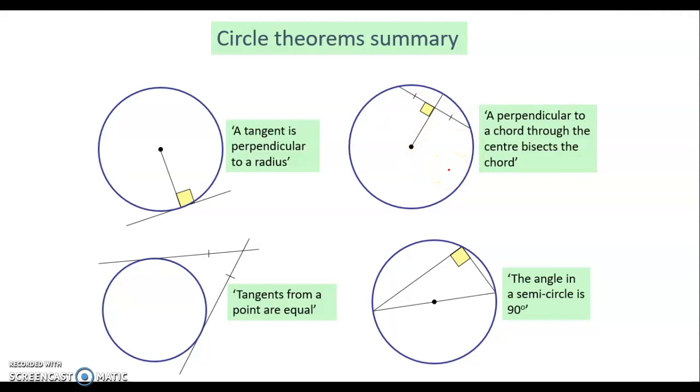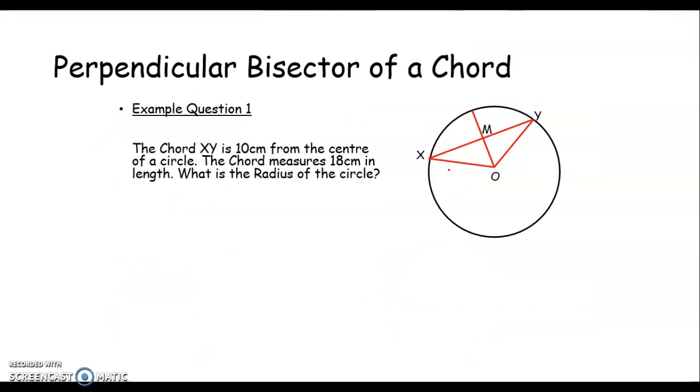So let's look at an example of how this would be useful for us. Here we have a question. The chord XY is 10 centimeters from the center of the circle. The chord measures 18 centimeters in length. What is the radius of the circle?